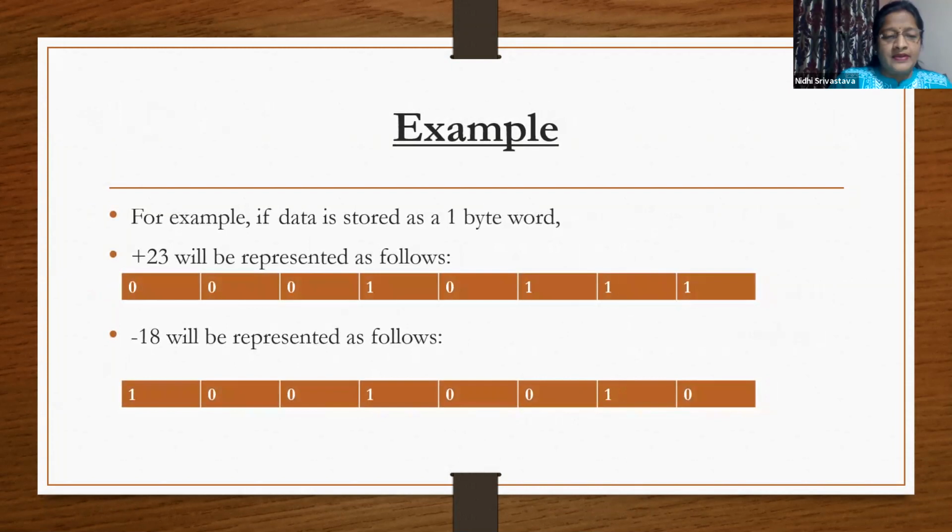For example, if data is stored as a 1-byte word, plus 23 will be represented as follows: 0 0 0 1 0 1 1 1. Minus 18 will be represented as follows: 1 0 0 1 0 0 1 0.